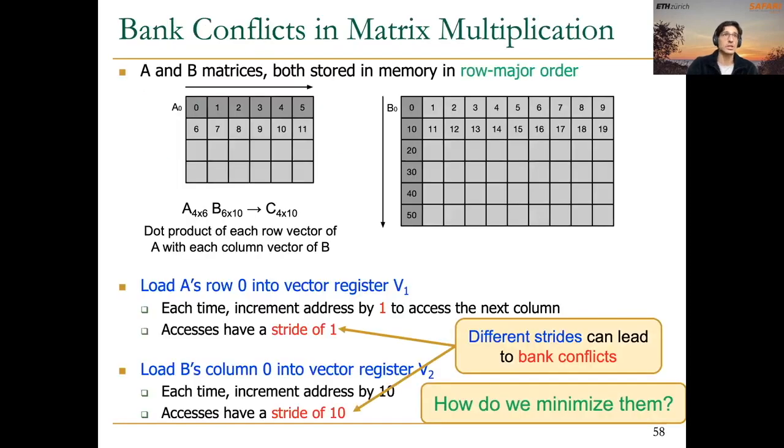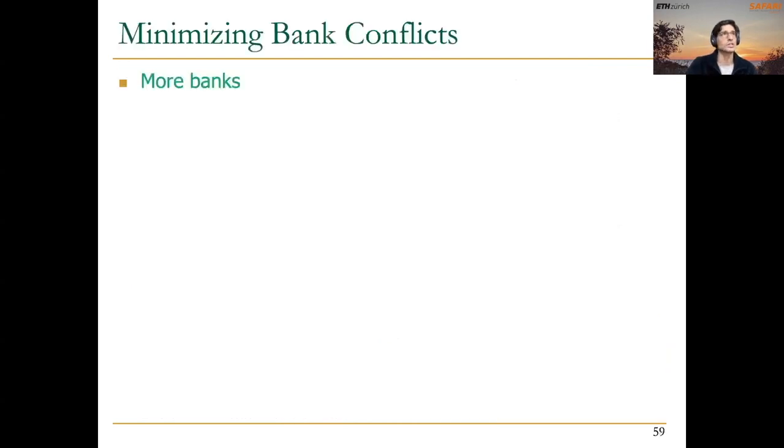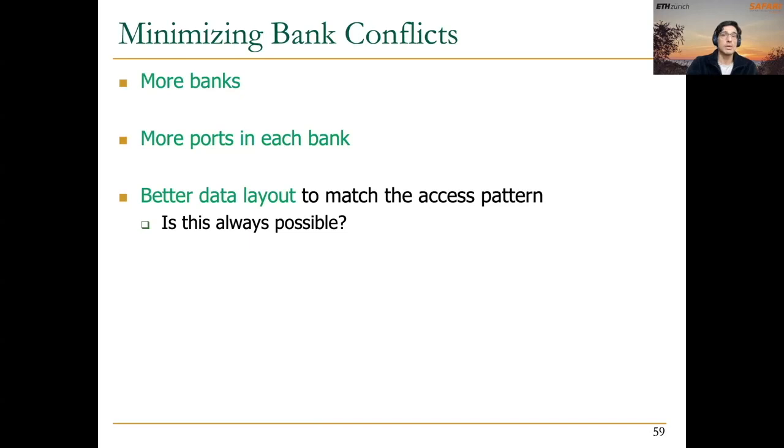If we go back to this example, I think a very straightforward way of improving the layout for array B is transposing it, right? And now all columns can be accessed as if they were rows, and this way we have sequential accesses, or consecutive accesses to consecutive banks. But this may not always be possible, right?